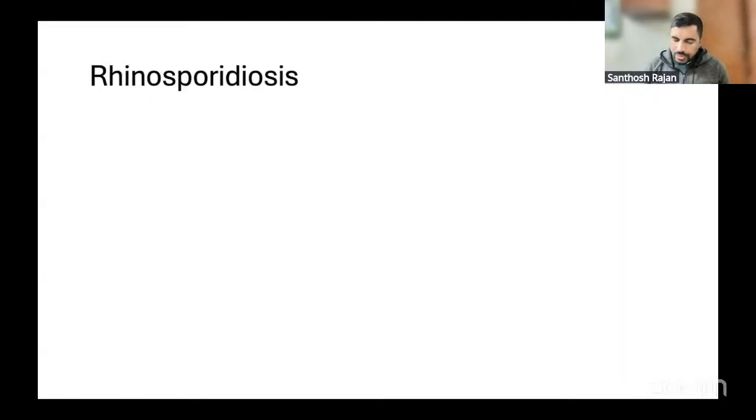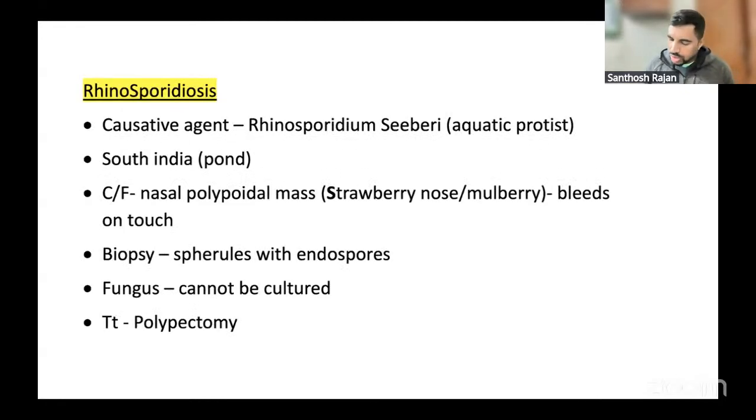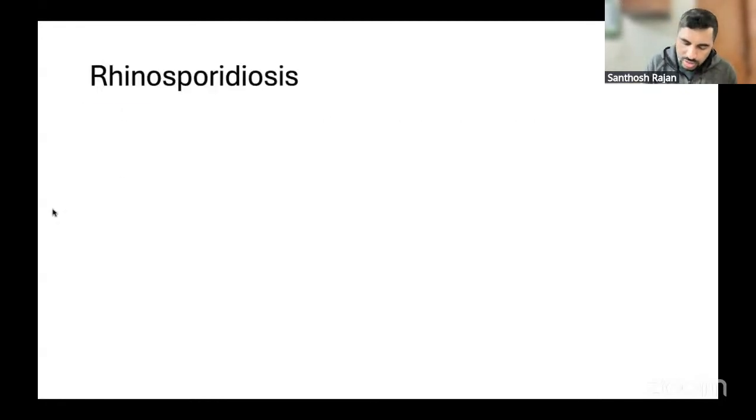Now, next, rhinosporidiosis. Rhinosporidiosis is a very interesting one. The causative agent is called Rhinosporidium seeberi. This is very common in pond regions, especially in South India, Tamil Nadu. So here it is very, very common. Patients who take a shower or swim in the pond, it goes inside the nasal cavity.